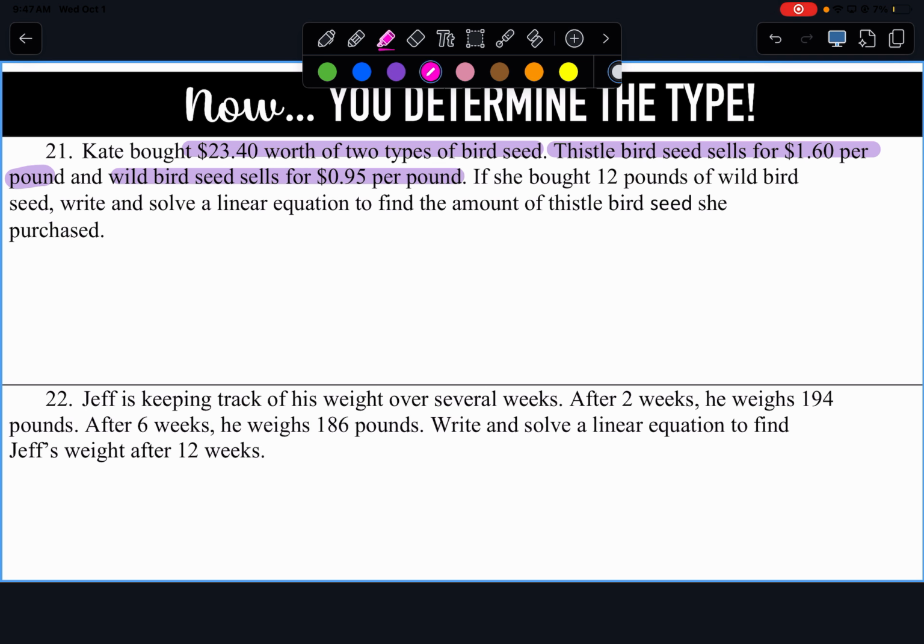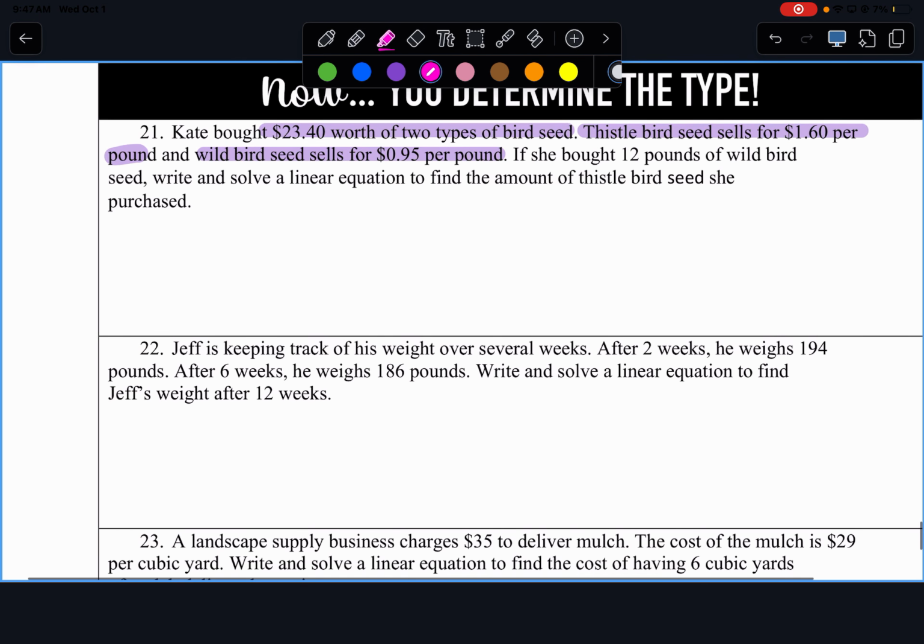So based off that right there, what are we given? We are comparing two different types of bird seeds, right? Which form do we use if we're comparing two different things? Standard form. If you have two completely different things that you're comparing, that is standard form.